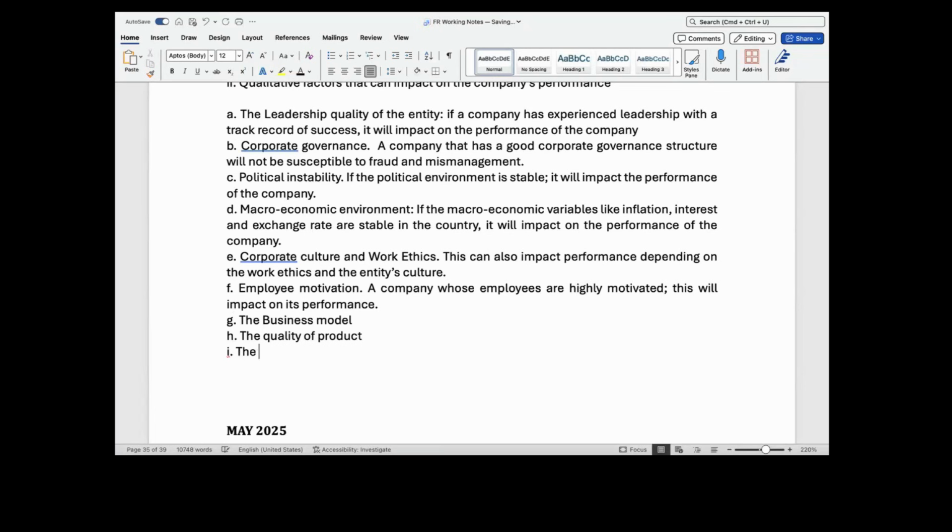Could be the location of the company. Location can affect performance too, right? If you are located in a place where nobody will see you, it will affect your performance. Okay?